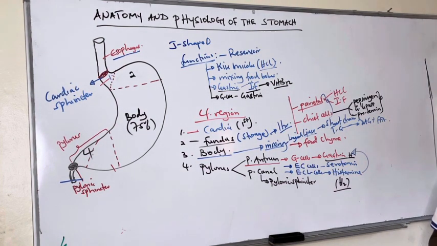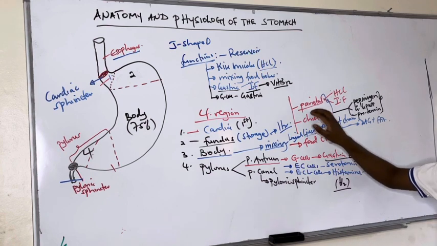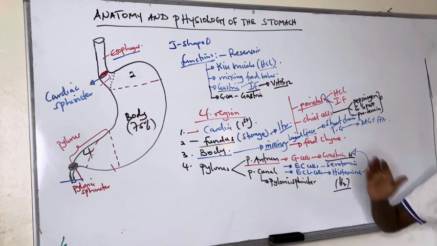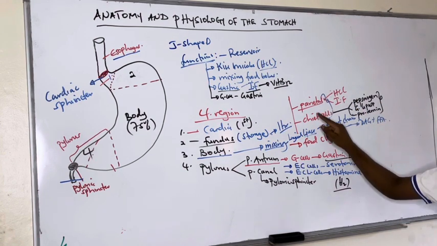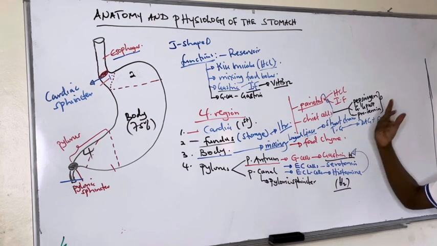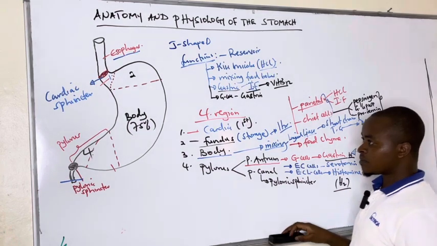But before we continue to look at the functions of each, we want to see how parietal cells can produce hydrochloric acid. We have seen the regions, now we want to enter into the physiology to see how these cells produce their secretions which form part of the gastric juice triggered by gastrin hormone.